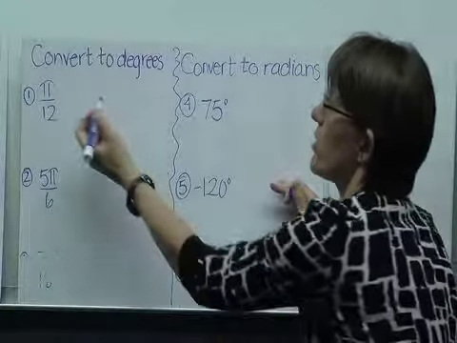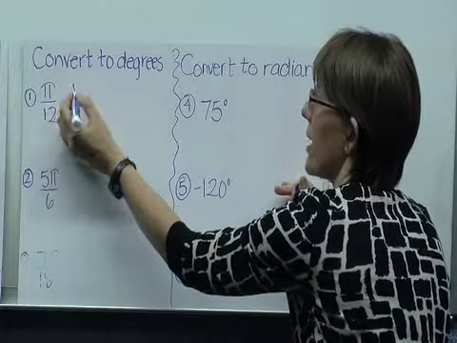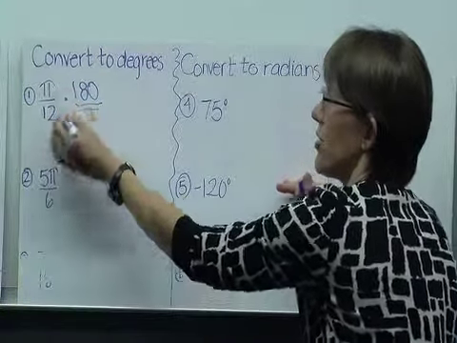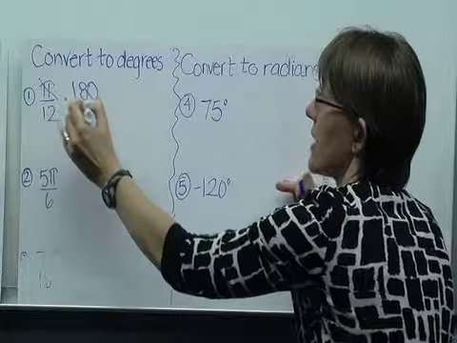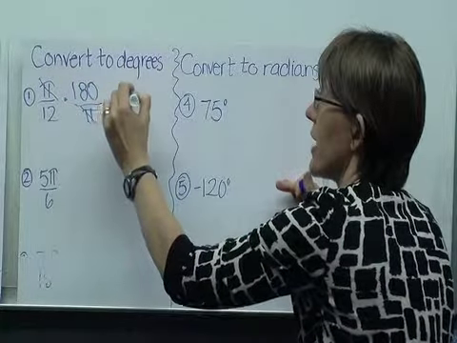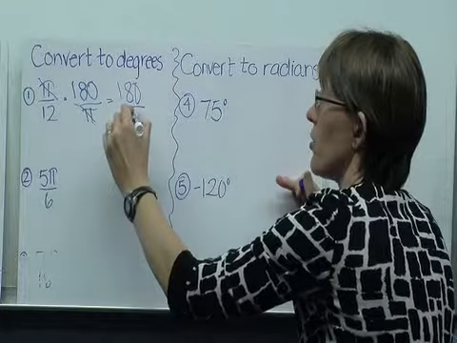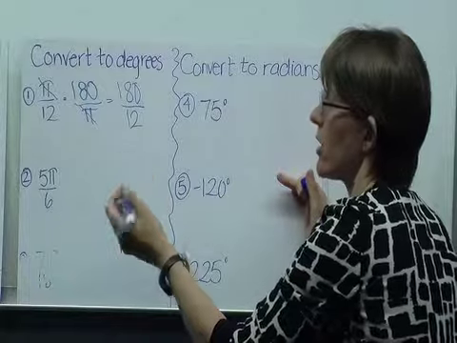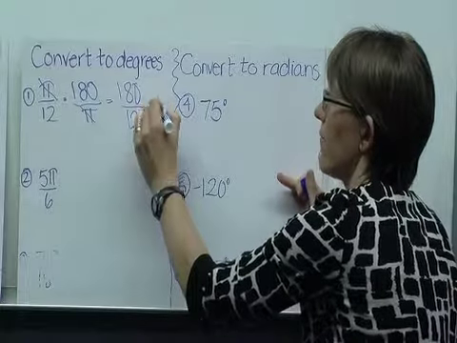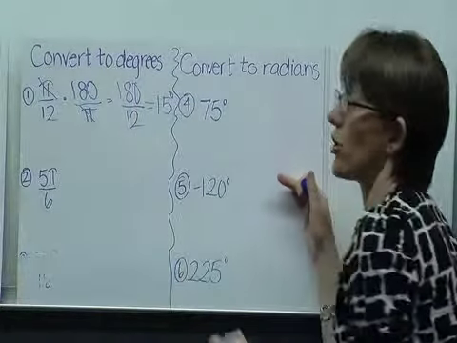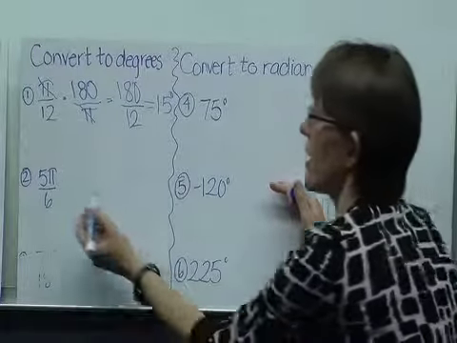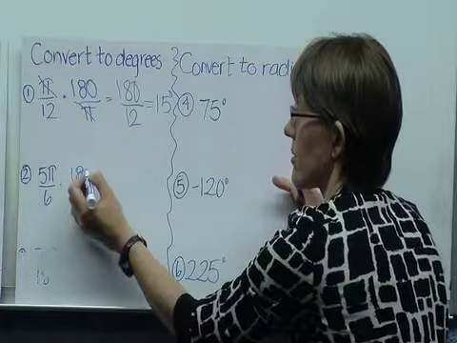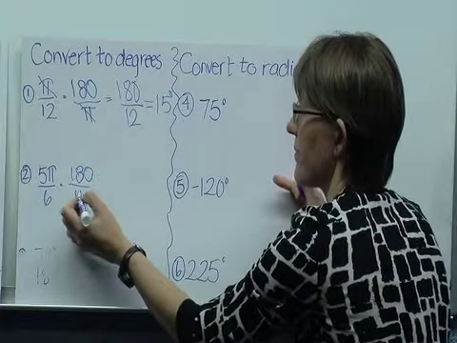So we're going to convert a few angles to degrees and convert a few angles to radians. Converting to degrees, again, I'm going to multiply by 180 over pi. So converting pi over 12, pi's cancel out. I have 180 over 12, and I can reduce that fraction to 15 degrees. Same thing here. Converting 5 pi over 6, multiply by 180 over pi.